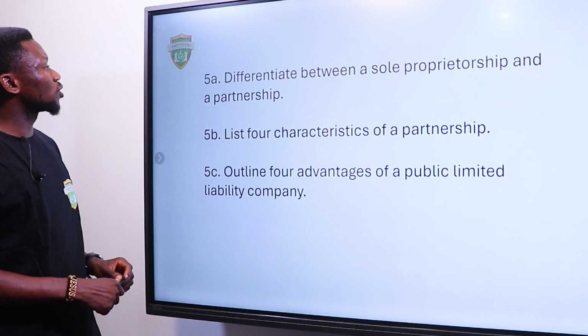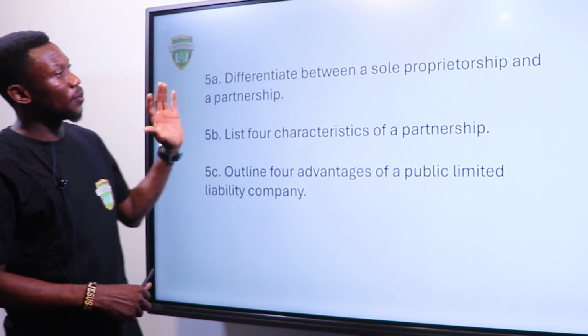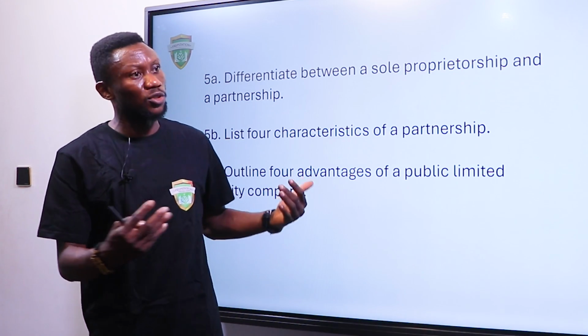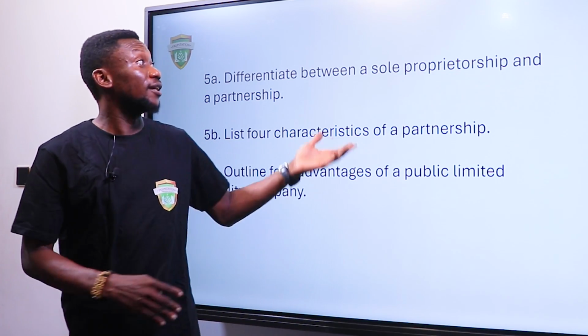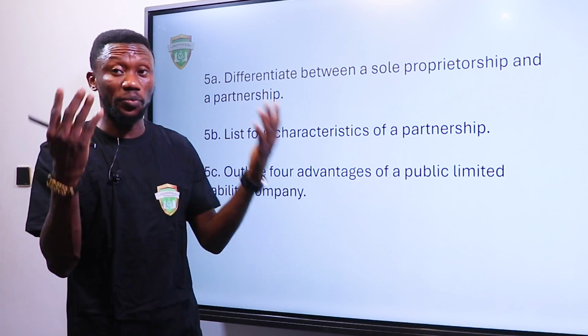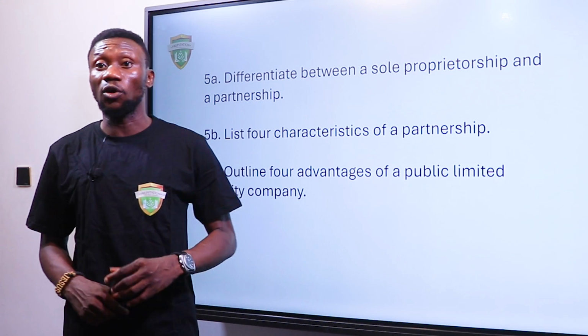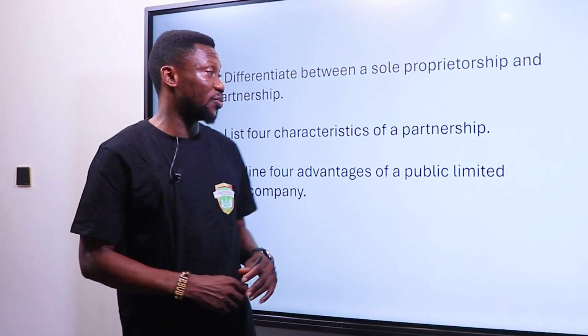Differentiate between sole proprietorship and partnership. So a sole proprietorship is a one-man business. So not to be maybe sexist, it is also a one-woman business, a one-person business. A partnership is a business that is owned, managed, and controlled by 2 to 20 people.